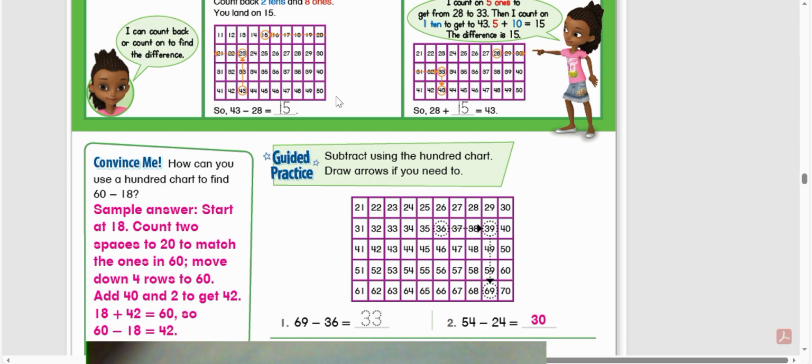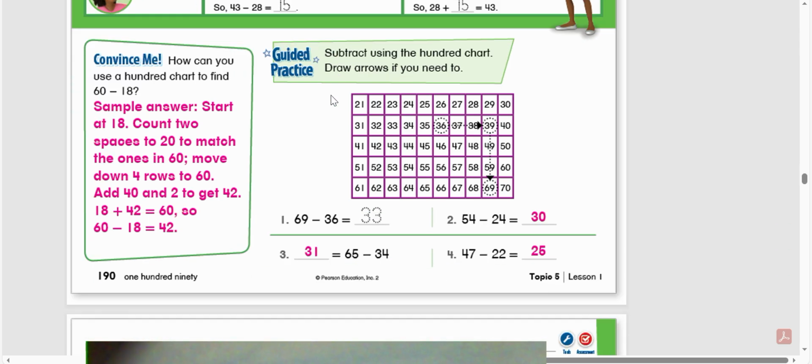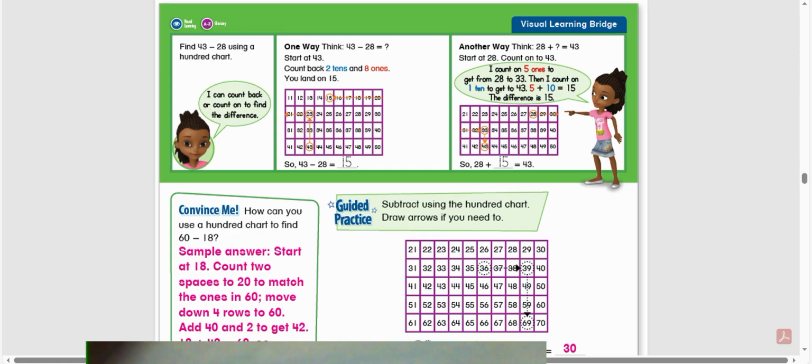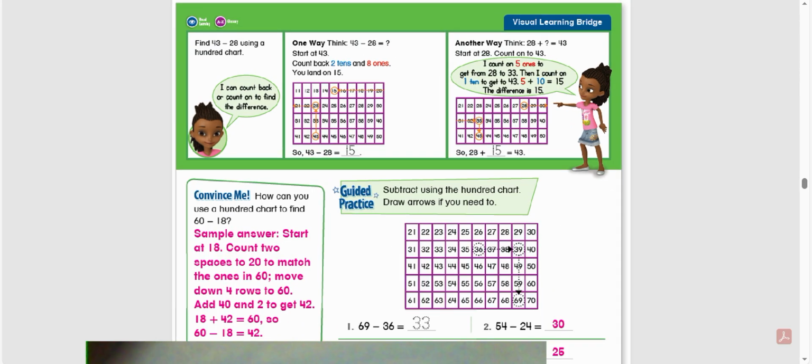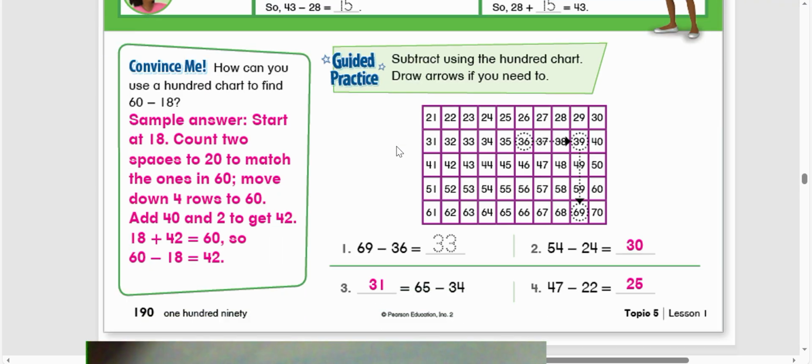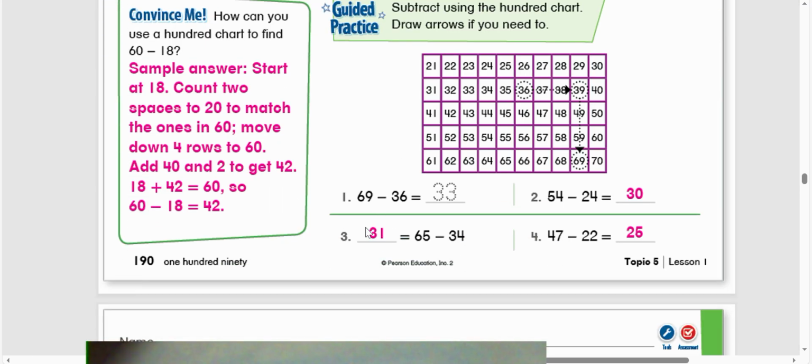This page, use the 100 chart to find the answer. Find this 100 chart. Look here, put steps. 69 subtracted by 36: 9 minus 6 is 3, and 6 minus 3 is 3. The answer will be 33. Find the difference between 65 and 34. 5 minus 4 is 1, and 6 minus 3 equals 3. The answer will be 31.